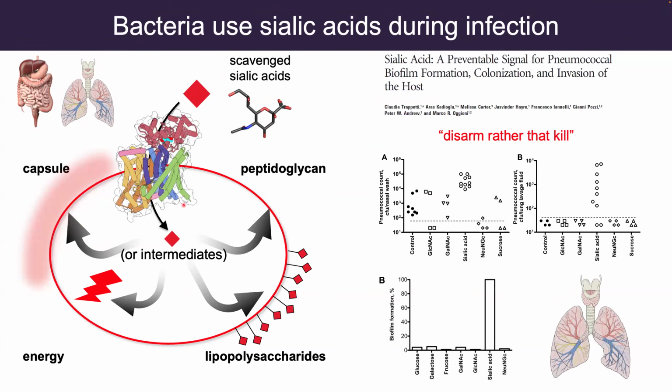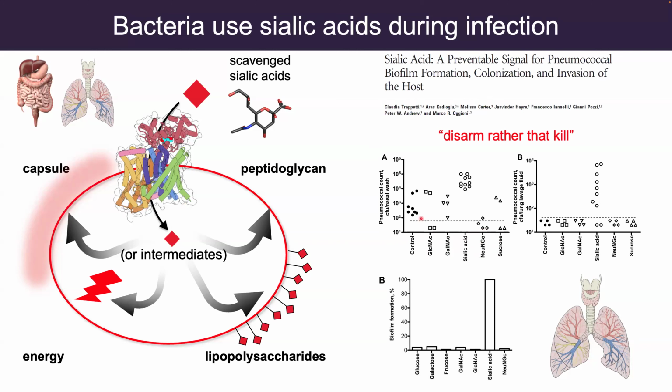So one of the examples of this is Streptococcus pneumoniae. And in this experiment here, this is a paper from a few years ago, they took mice and they were giving different types of amino sugars, so either glucose, GlcNAc, that's an intermediate, GalNAc, sialic acid, this is a glycolyl variant of sialic acid, or sucrose.